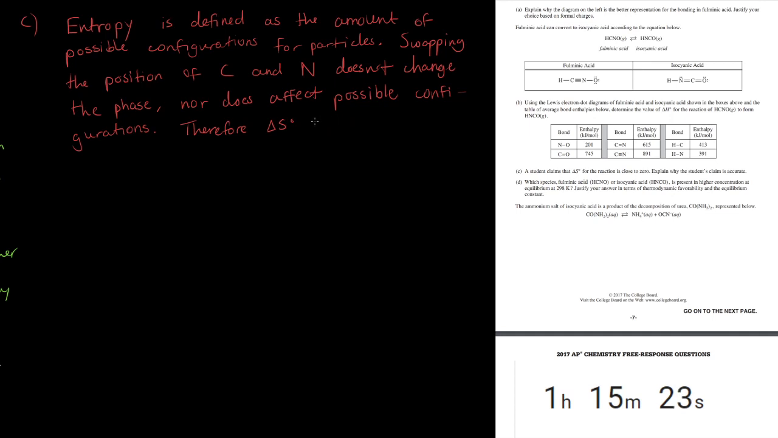And why don't I just write that out? Perfect. All right, we got 15 minutes for the rest of this question. Let's again switch colors because it's more fun that way. Which species, fulminic acid or isocyanic acid, is present in higher concentration at equilibrium at 298 Kelvin? Justify your answer in terms of thermodynamic favorability and the equilibrium constant.